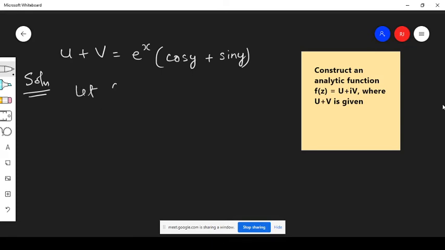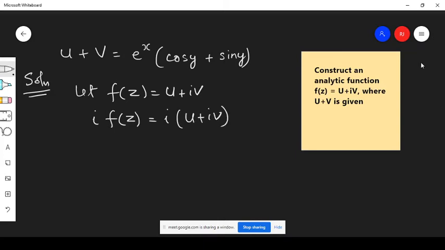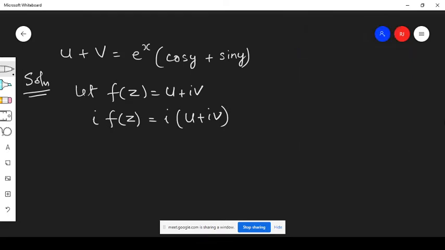Let f(z) = u + iv. Now if I multiply this f(z) with i, I'll get i·f(z). This is equal to i(u + iv). Now just open this bracket: iu + i²v, which is equal to iu, and i² we know is minus 1, so minus v. So I got i·f(z) = iu − v.